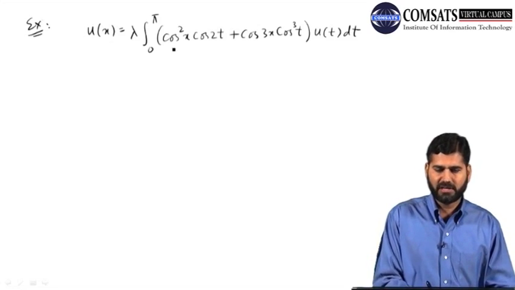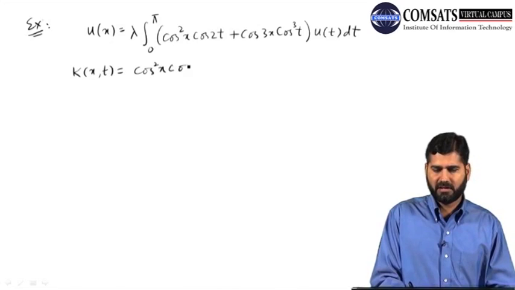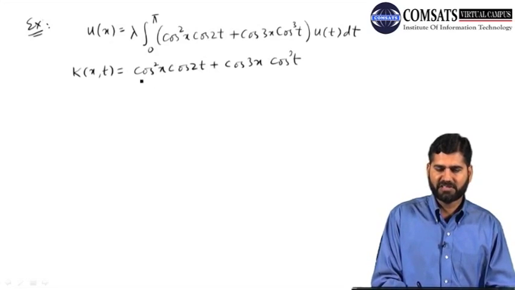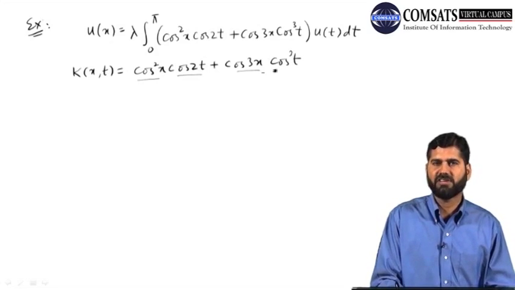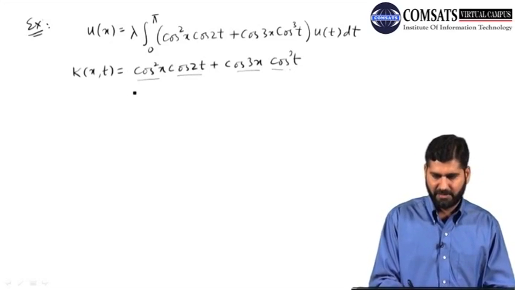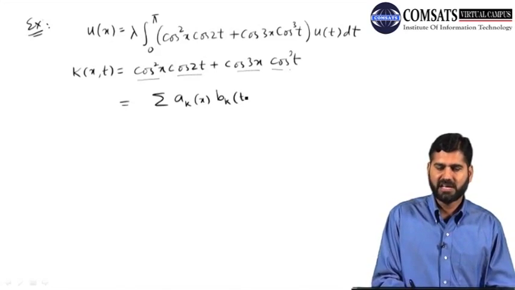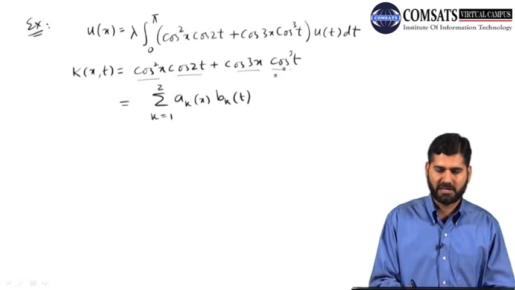All right. So here, this is your kernel. So K(x,t), I'm writing t now, not xi. This is your kernel, and clearly this is a degenerate kernel. One is a function of x, one of t. So this is a degenerate kernel or separable kernel. We can write this as summation ak(x) bk(t), right? One is of x and one is of t. And k goes from just 1 to 2 because there are just two terms, not infinitely many terms.